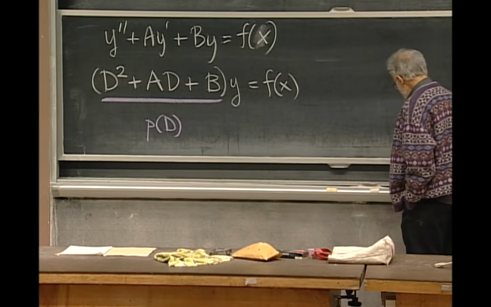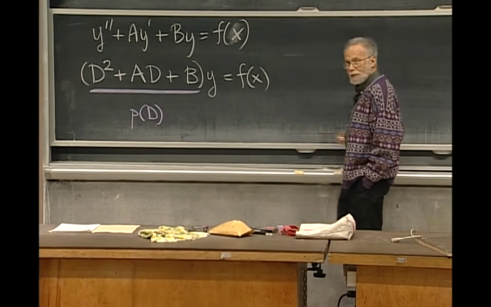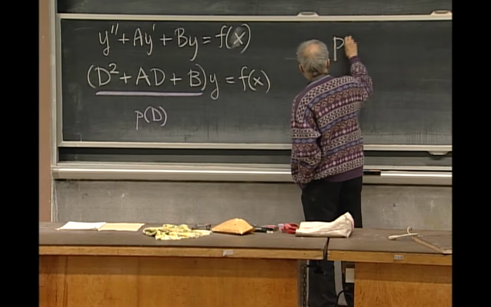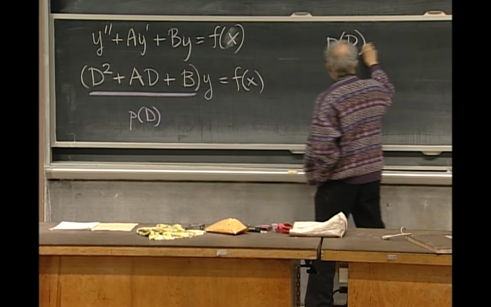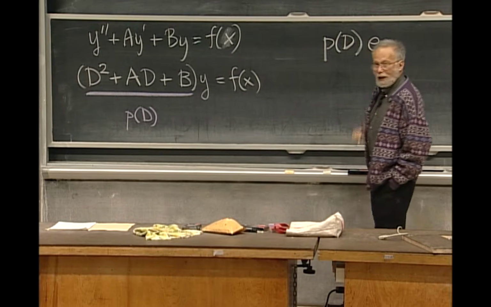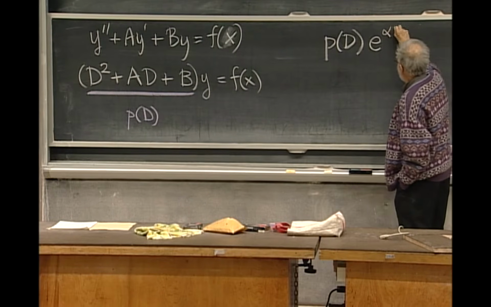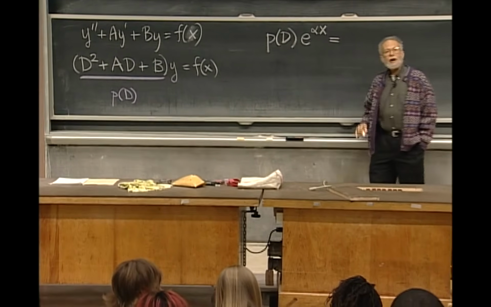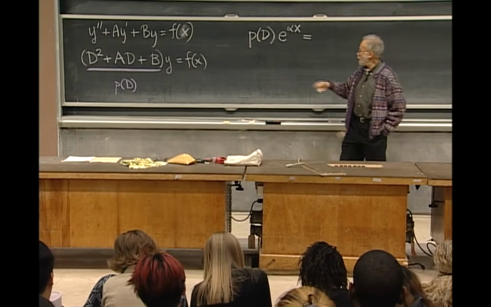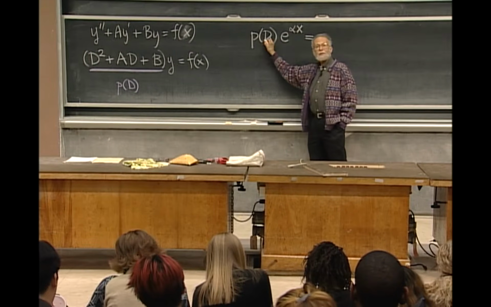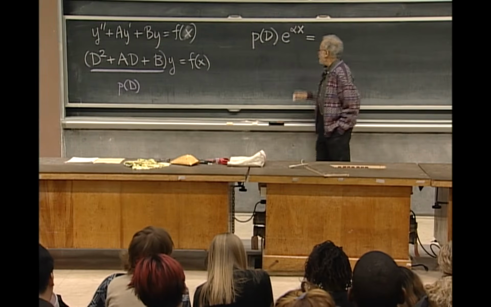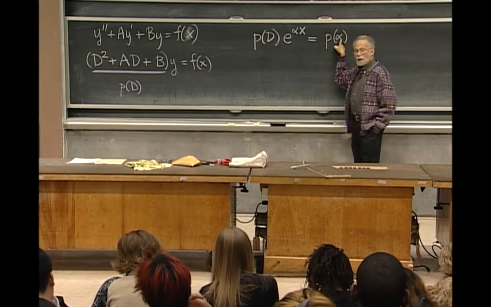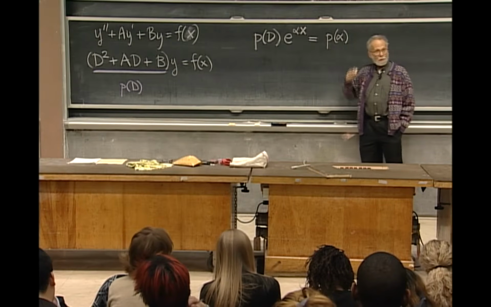There are just a couple of basic formulas that we're going to use all the time. The first is that if you apply P of D to a complex exponential or a real one, it doesn't matter, the answer is you get just what you started with, with D substituted by alpha. So it's P of alpha. In other words, put an alpha wherever you saw D in the polynomial.